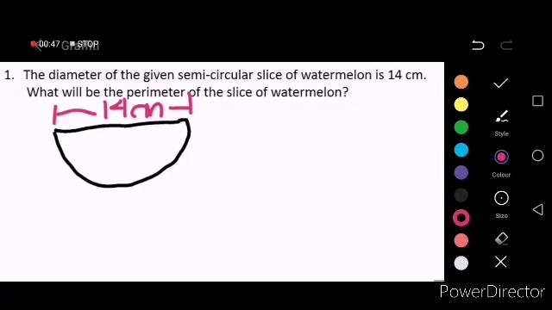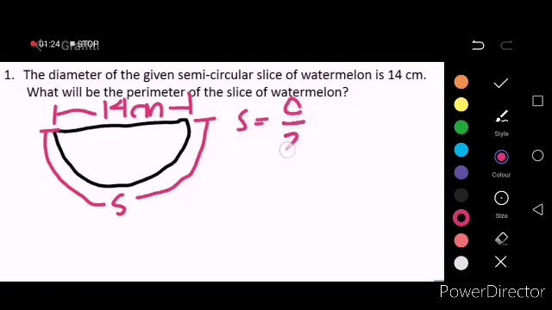Now, what will be the perimeter of the slice of the watermelon? Actually, if you know the formula S equals r theta, makukuha natin agad yung S dito. Okay? But, let's try this solution first. Yung mas alam nyo. Halimbawa, hindi nyo alam yung formula na S equals r theta. You know here that S is half the circumference, right? Because this is a semicircle. So, ibig sabihin, kung nag-let ako ng value, let's say S dyan, it's half of the circumference. So, S is equal to circumference over 2.